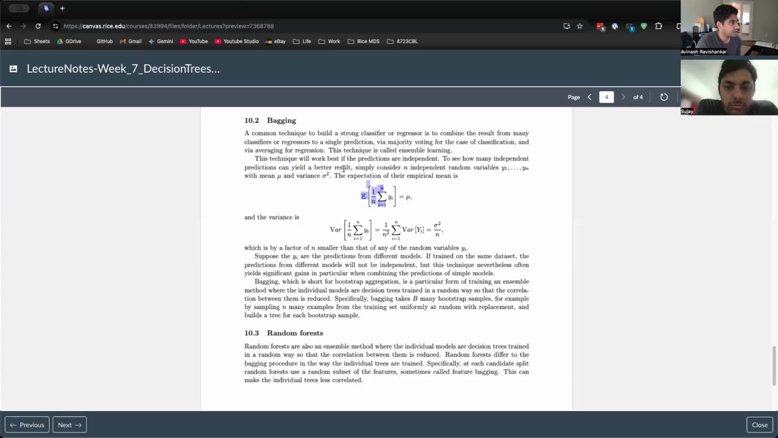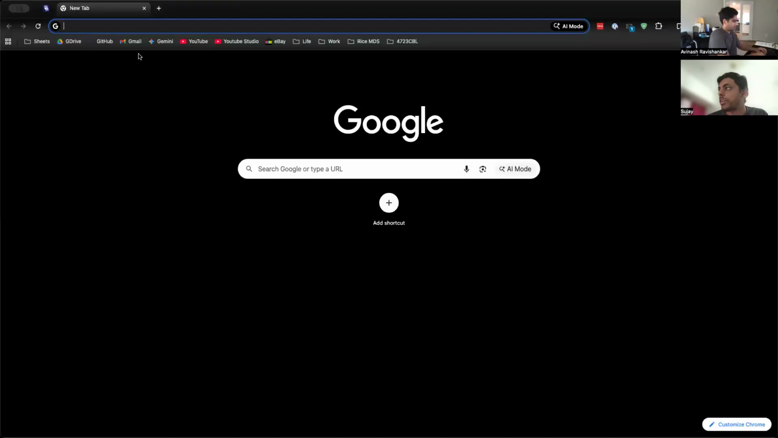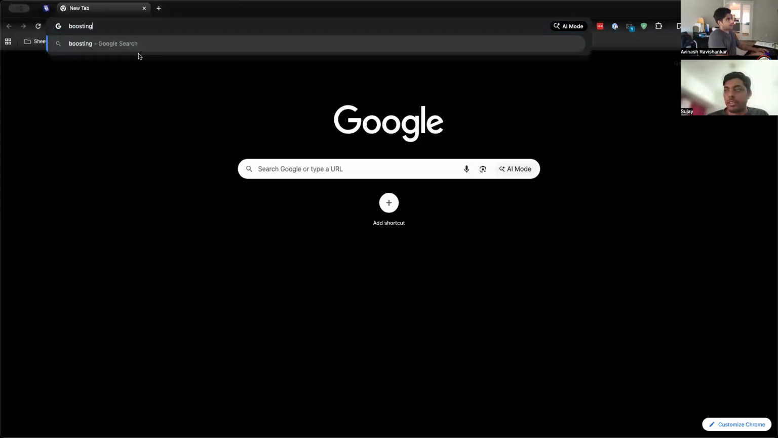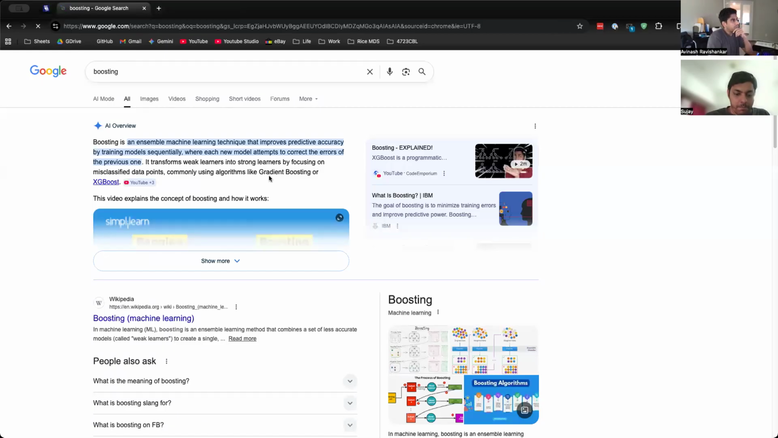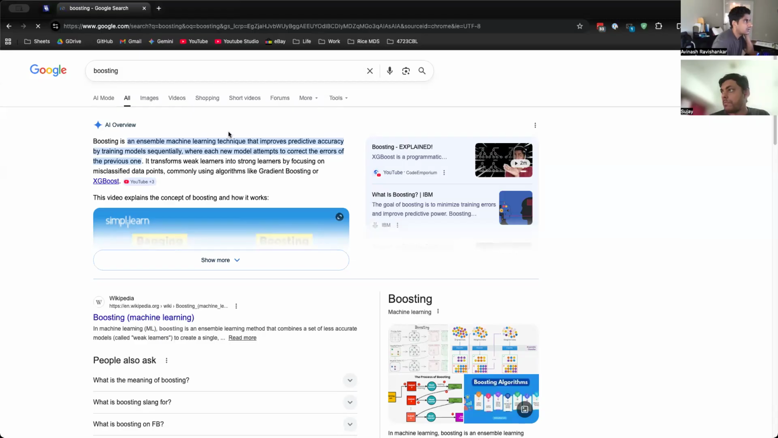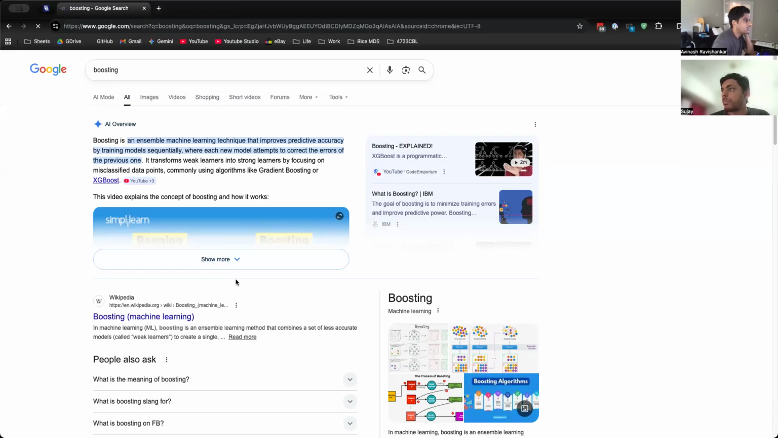Okay. This is not complicated at all. What is boosting? I forgot what it is. There are different tools I know, like XGBoost. I forgot which one is boosting. I get confused between these two sometimes. Boosting improves predictive accuracy by training models sequentially. Gradient boosting.